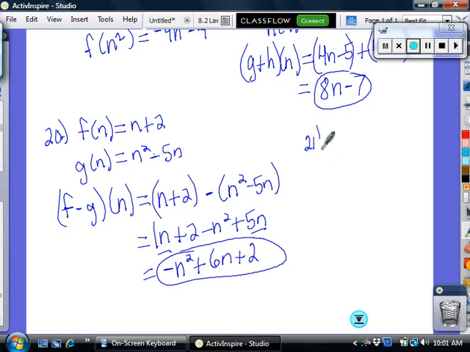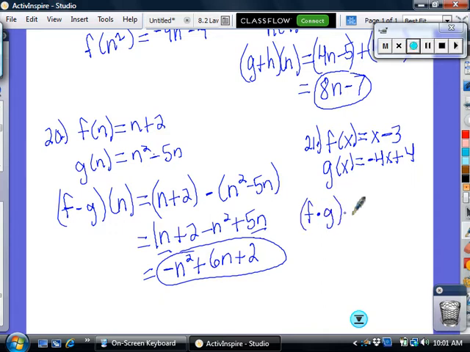Alright, 21. This is a multiplication problem. So I'm finding the product function. Okay, so we're doing multiplication. That's not an open circle like a composition function. It's multiplication. And so we'll have f multiplied by g.